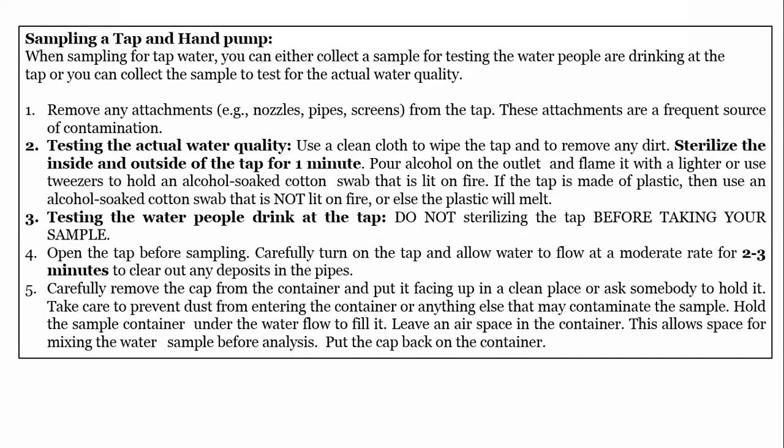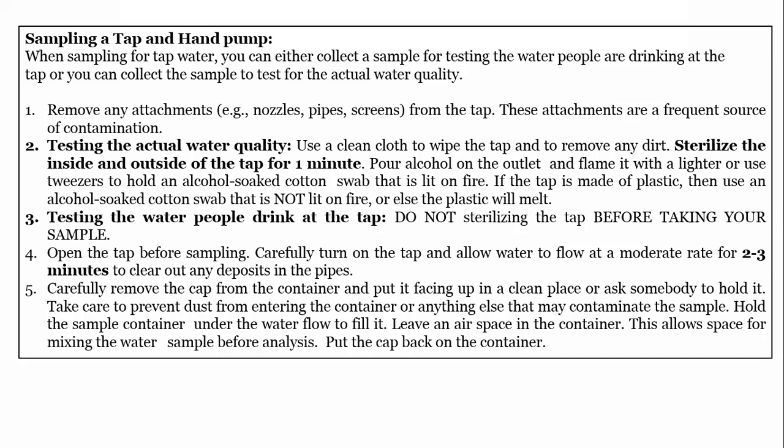So this is all about wells. Now sampling tap and hand pump, this is more complicated, and we have to understand that with sampling of tap, you must do 2 steps. The first step is that if there's any attachment in the tap, you have to remove the attachment. Sometimes in our taps, we have some attachment like a pipe, and we have to remove this attachment. And the next step is testing of actual water quality.